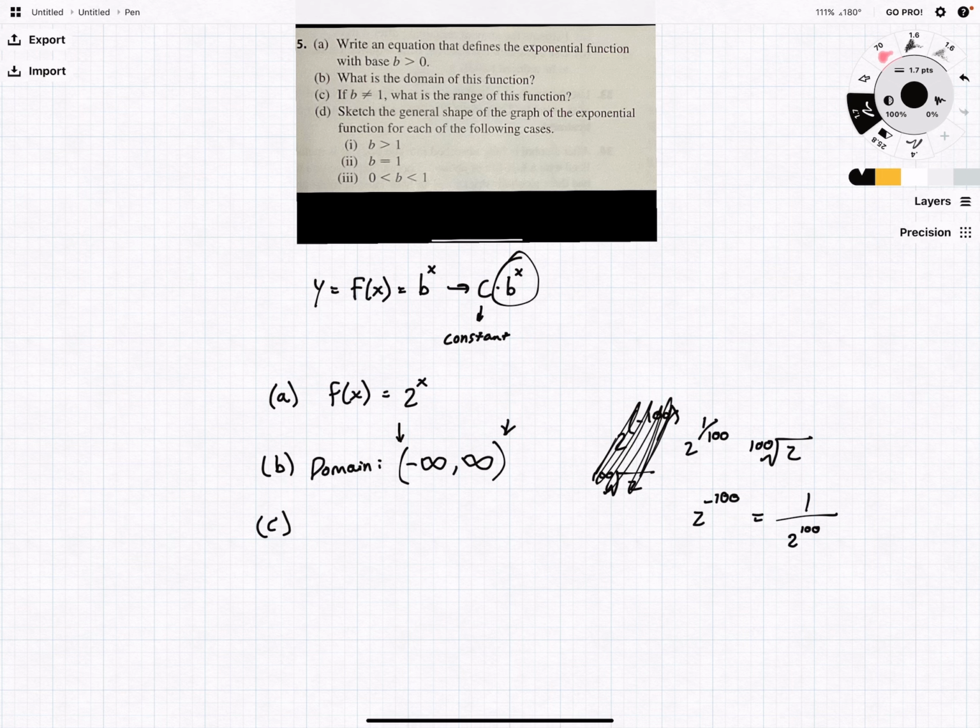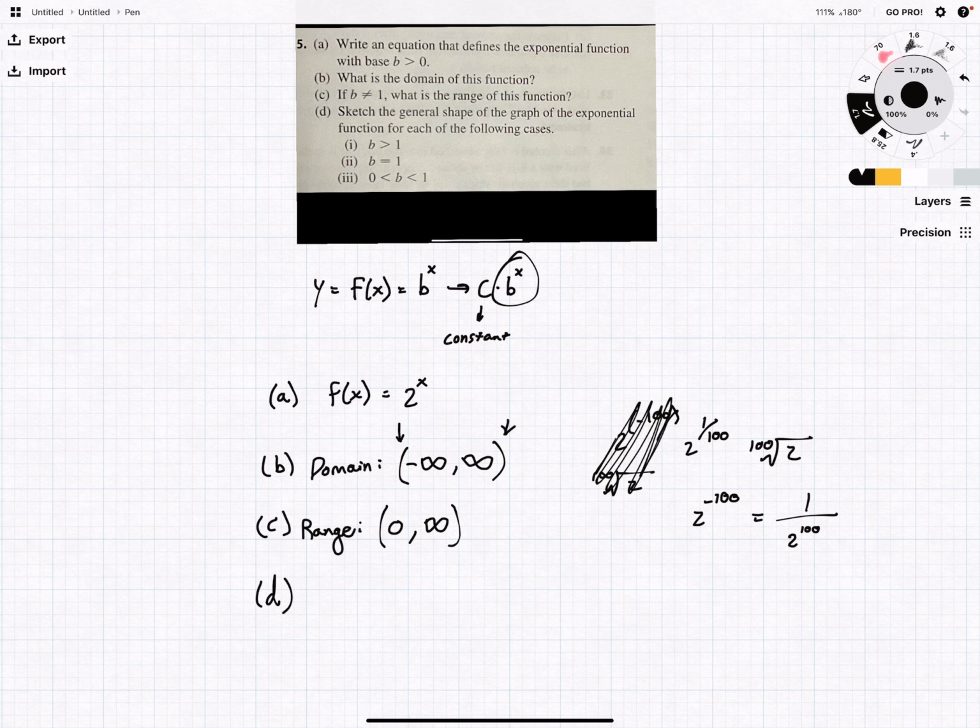And what if we plugged in 100? It would be a very large number. So the range is going to be from 0 to infinity. It never actually reaches 0, though. The line y equals 0 is going to be an asymptote, so it'll never reach 0, but it'll get very, very close to 0.